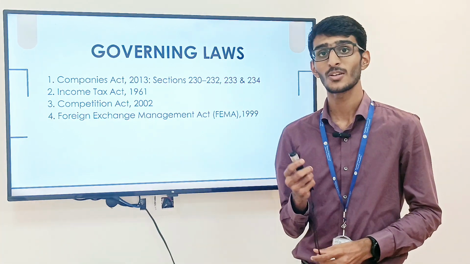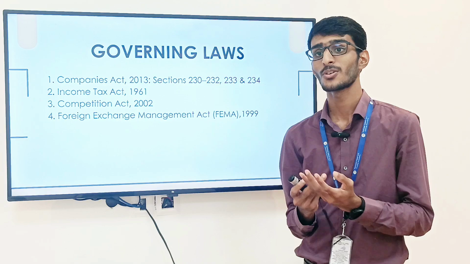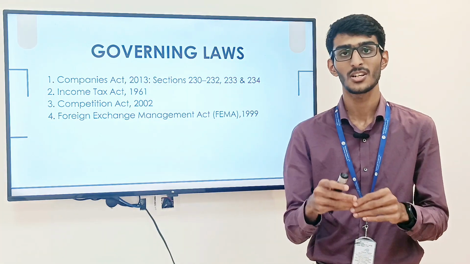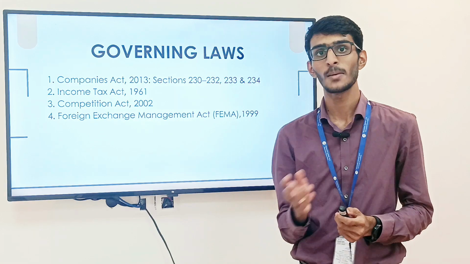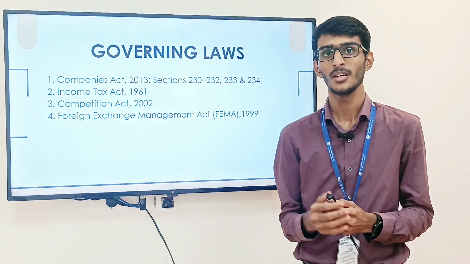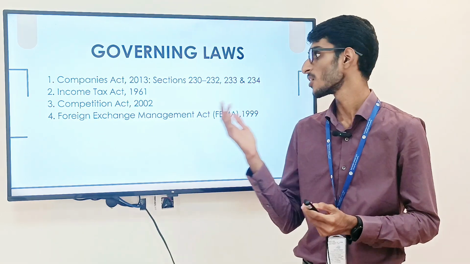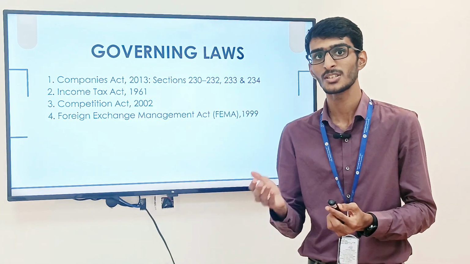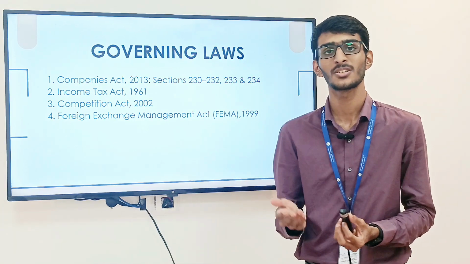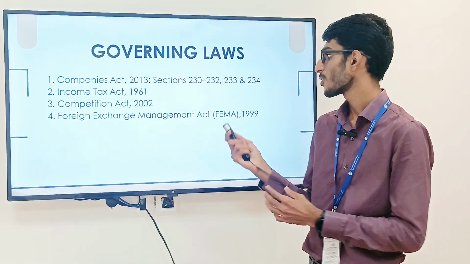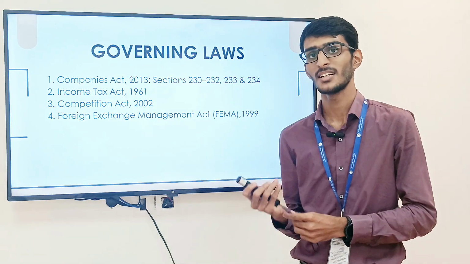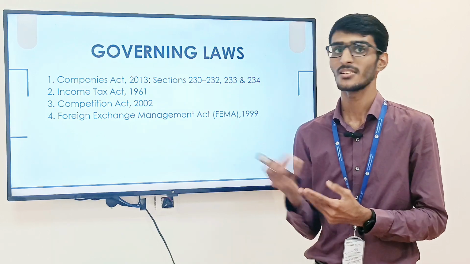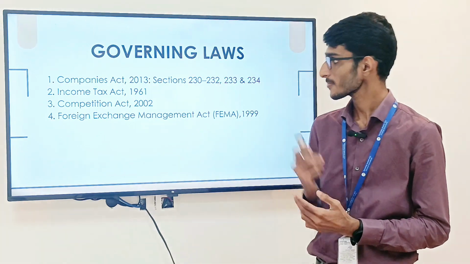Then the Competition Act of 2002. The Competition Act of 2002 basically regulates competition within a specific industry. So in case there are two giant players in an industry merging into one, this may lead to a monopoly. So the Competition Act 2002 regulates these mergers and amalgamations in case they hamper the competition in the industry. Then comes the Foreign Exchange Management Act 1999, which is also known as FEMA. So here, if it's a cross-border merger, then this applies.